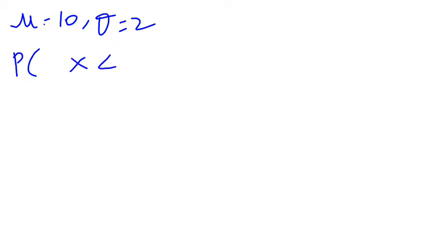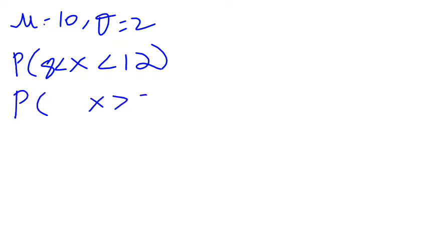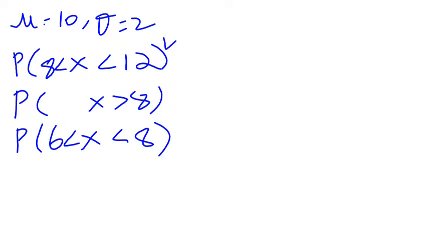Now I give you some more examples. For instance, let's say mu is 10 and sigma is 2. We want to find different probabilities. I write some problems like x is less than 12 and greater than 8. Also, x is greater than 8, and I write another one, x is less than 8 and greater than 6. I solve this first one.